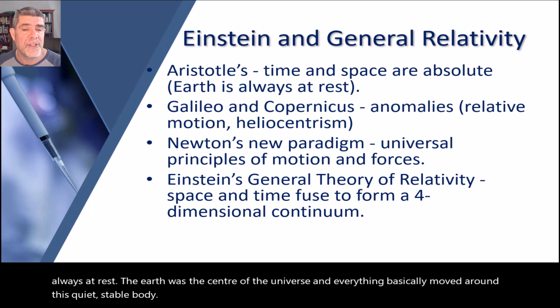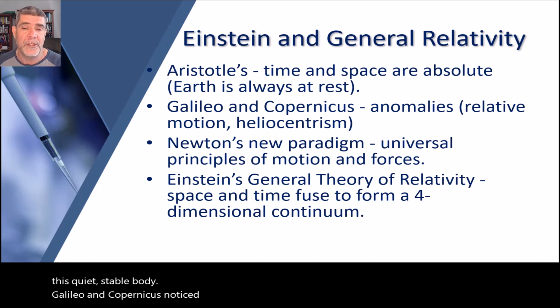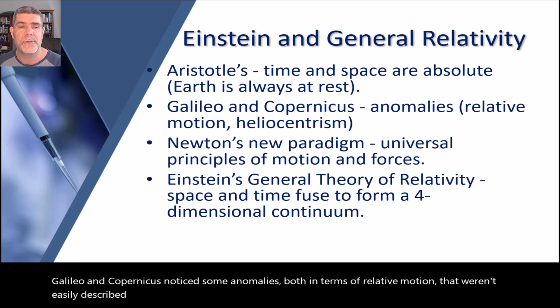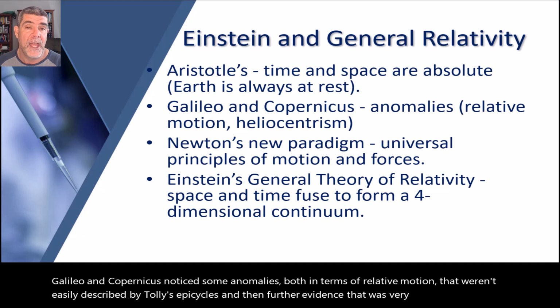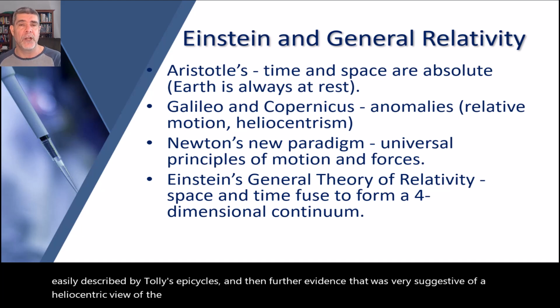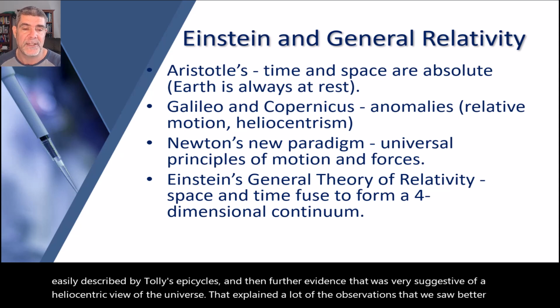Galileo and Copernicus noticed some anomalies, both in terms of relative motion that weren't easily described by Ptolemy's epicycles, and then further evidence that was very suggestive of a heliocentric view of the universe that explained a lot of the observations that we saw better than if the Earth was placed at the center.